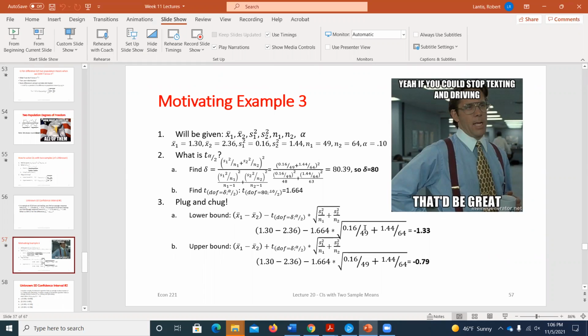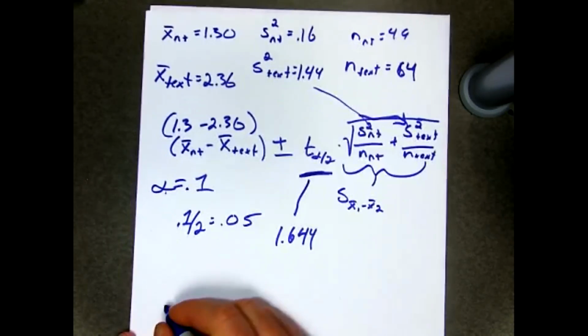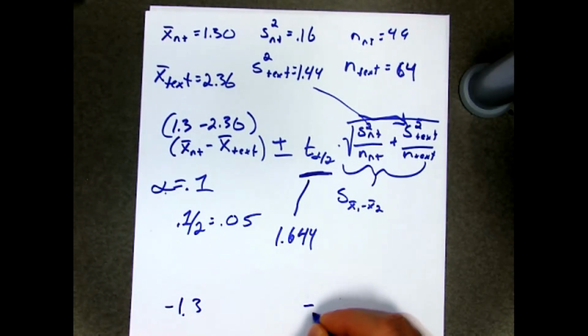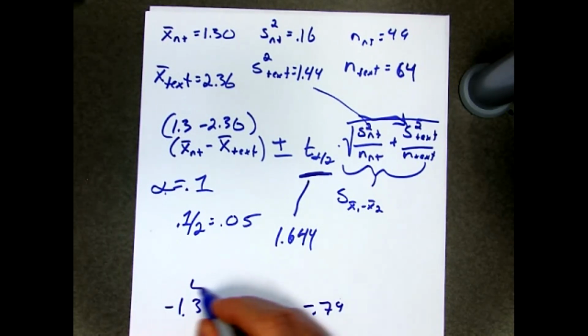So if I put all those values in, I get negative 1.3 to negative 0.79, right? So how can I use this confidence interval? Well, confidence intervals are most interesting when they only include positive or they only include negative values. Because if they don't, right? So this was negative 1.3 to about negative 0.79.